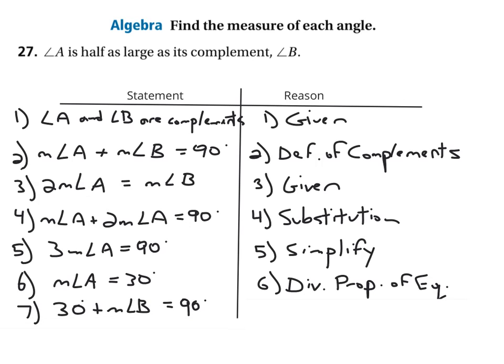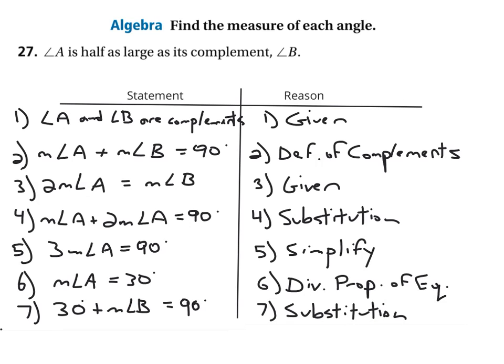Now what can I do? Well, we can say this statement that was up here, on line 2, the measure of angle A plus the measure of angle B equals 90. And now we can replace the measure of angle A with 30 because we know what it is. So instead of writing all of this, we take this and replace it with 30. So we've got 30 plus the measure of angle B equals 90. What did we do there?